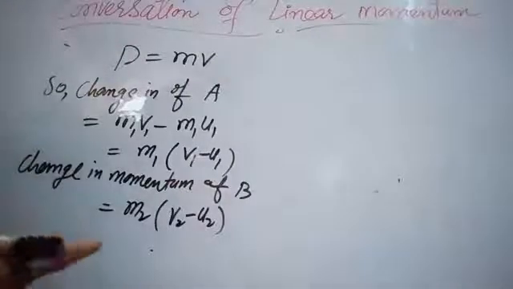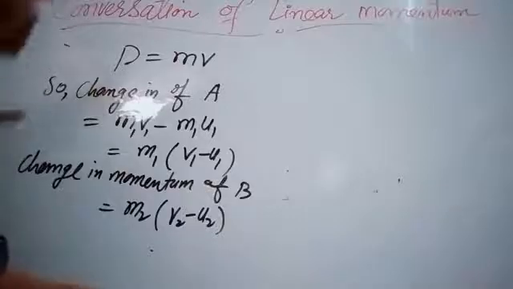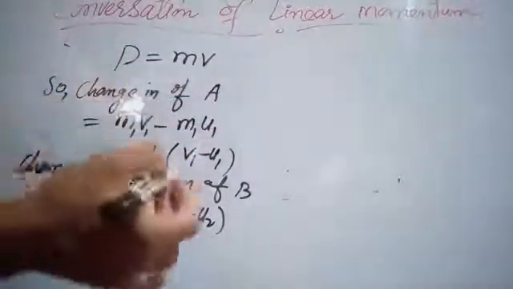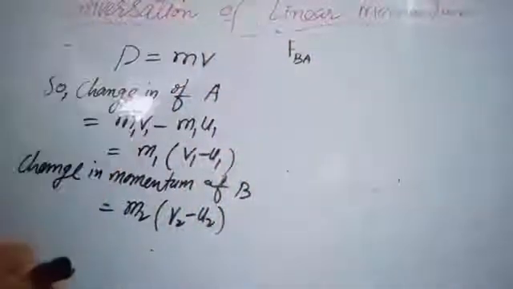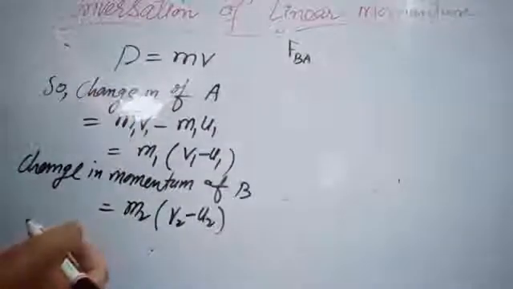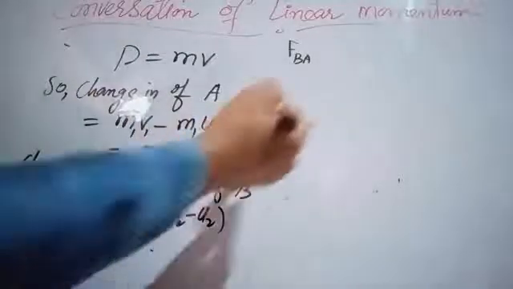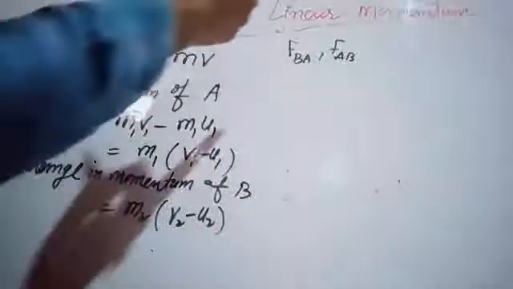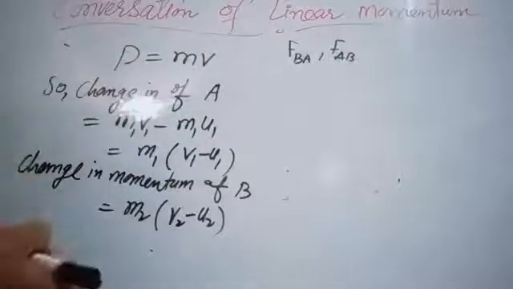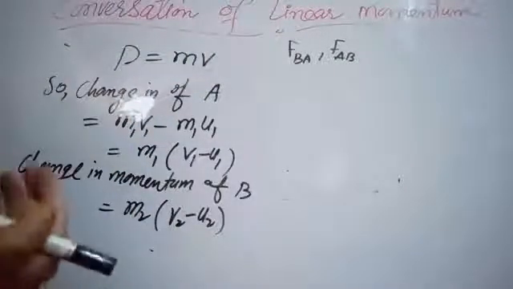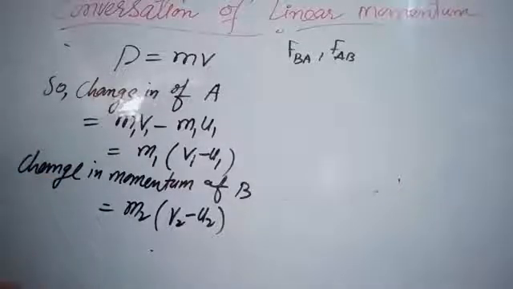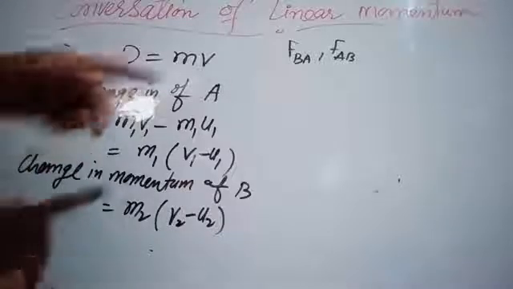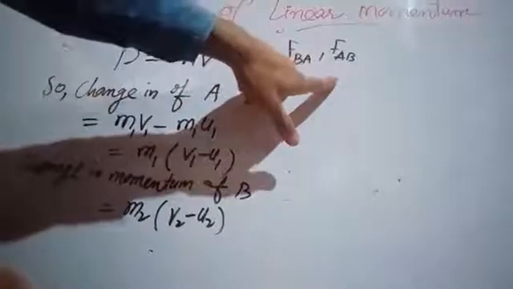So during the collision, body A imparts an average force equal to FBA, which I have shown here. That is the force which body A imparts on body B, and FAB is the force imparted on A due to body B. According to Newton's third law of motion, to every action there is an equal and opposite reaction. So this force will be equal to this force.